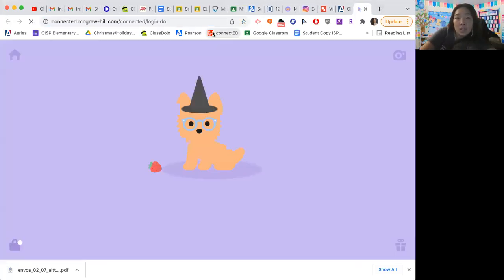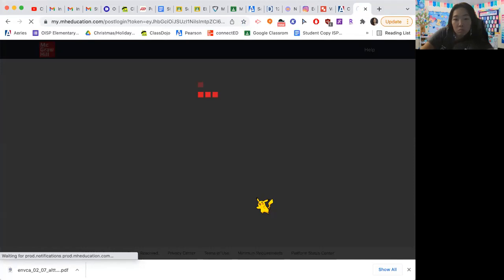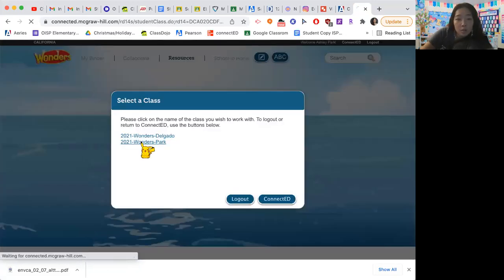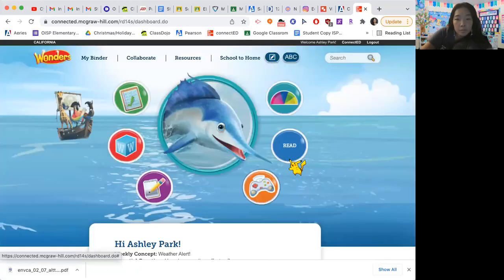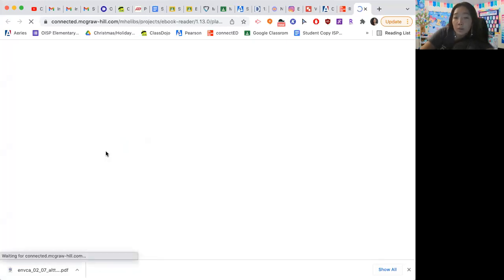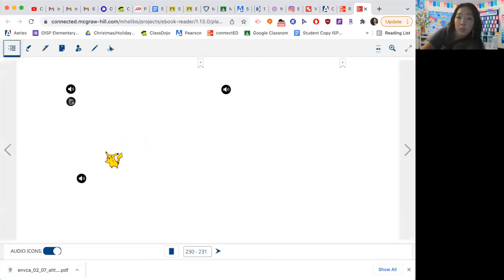The first thing we need to do is go to Connect Ed, which is your McGraw-Hill education. Read. Click on the story Tornado. And then from there, we're going to actually move forward to get to the correct page.